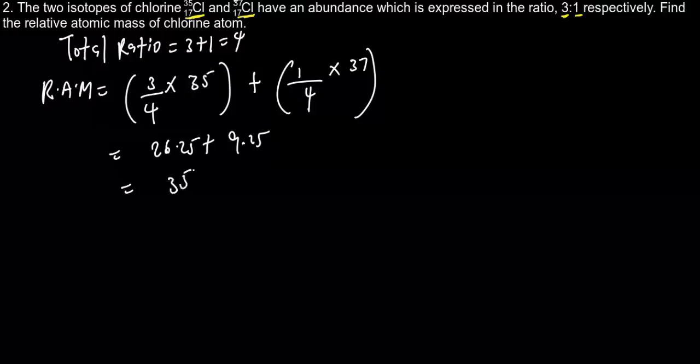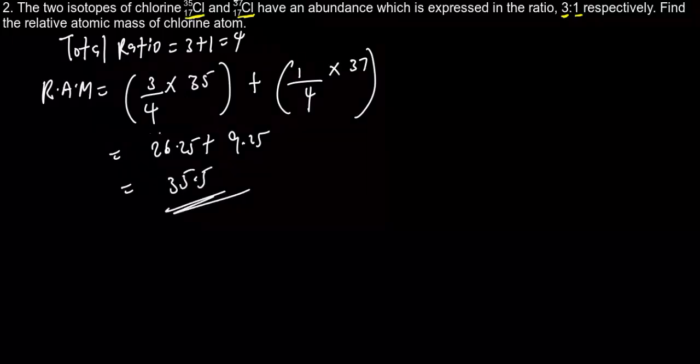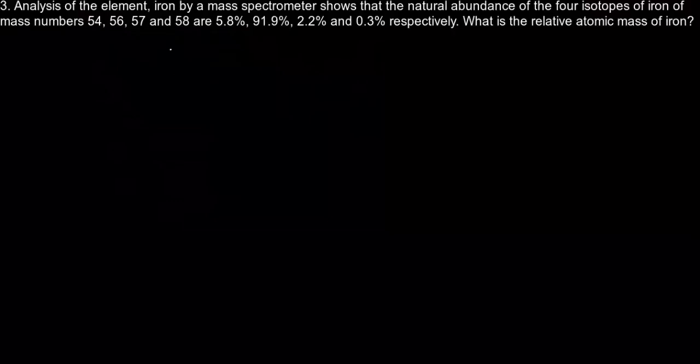So this will give me 35.5, which is the relative atomic mass of chlorine. So we don't include the units.